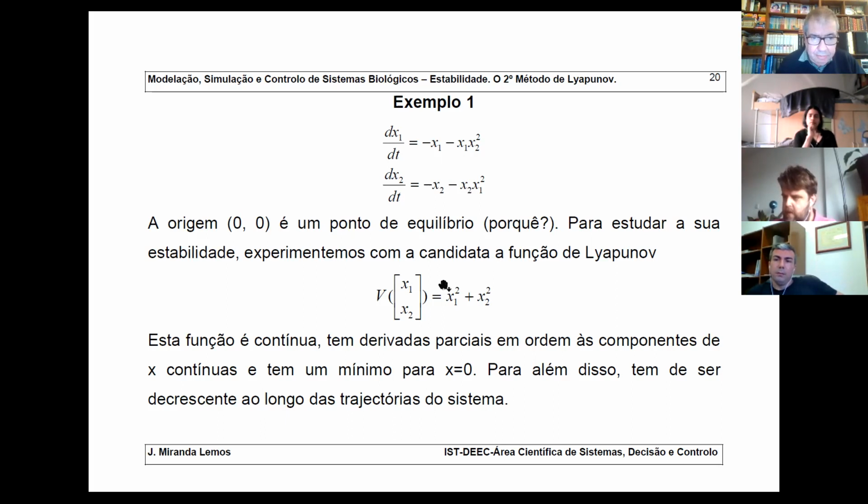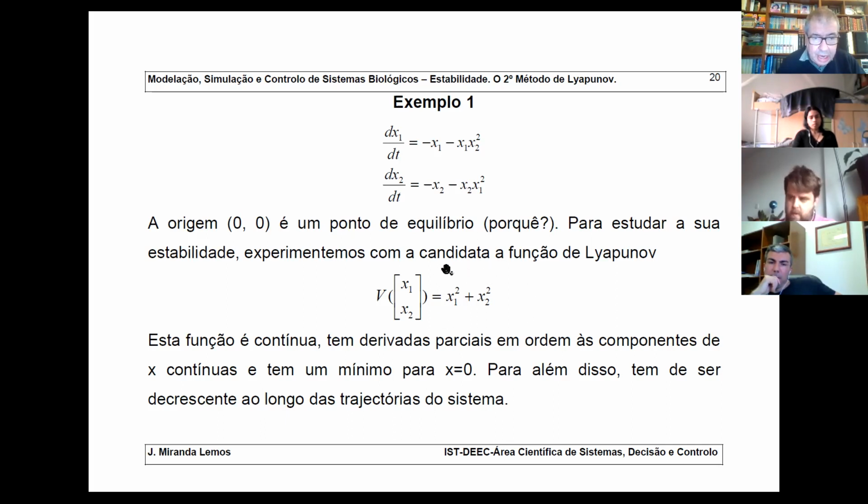And well, this is positive definite, because if x1 and x2 are 0, you get 0. 0 squared plus 0 squared is 0. And if x is away from 0, you get a positive number, because you are summing numbers that are squares. So they are positive. So this is positive definite.